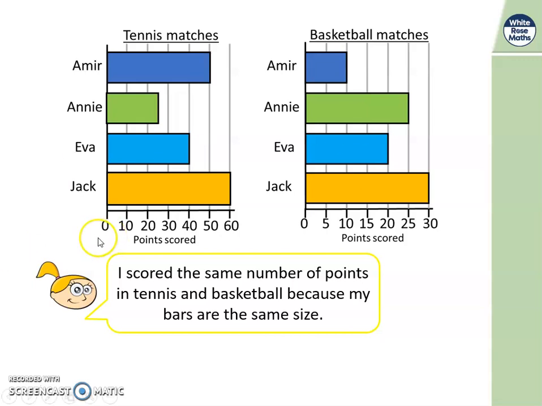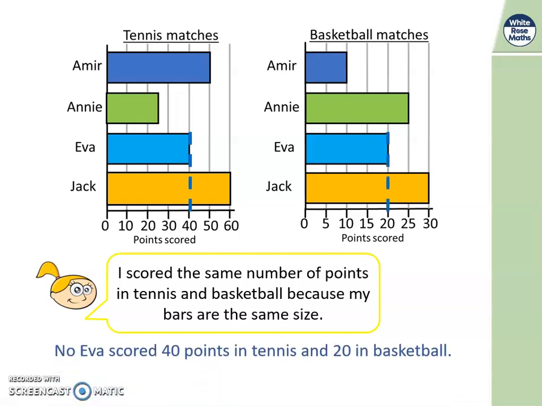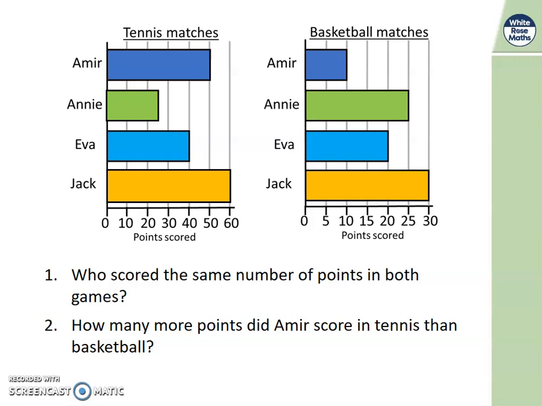Well done. As you can see, the scale that goes along the x-axis at the bottom is different. So this one goes up in tens and this one goes up in fives. So let's see. In tennis, Eva scored 40. How many did she score in basketball? So go to Eva, go across and down. She only scored 20 points. So Eva is incorrect because the scale is different, therefore her points are different. There we go, it's just showing what we've said. Well done.